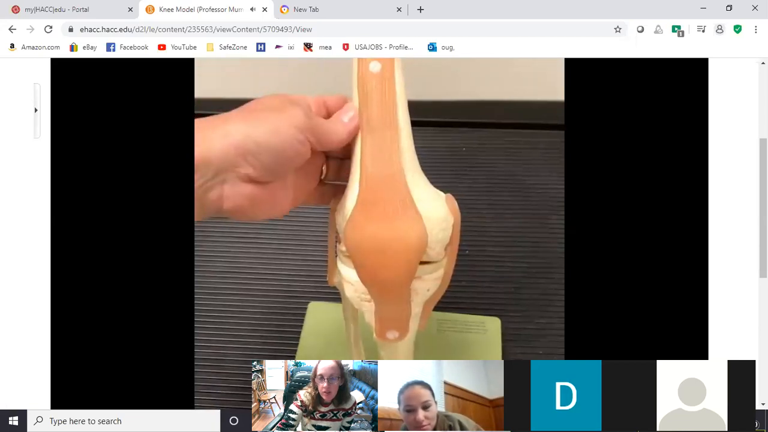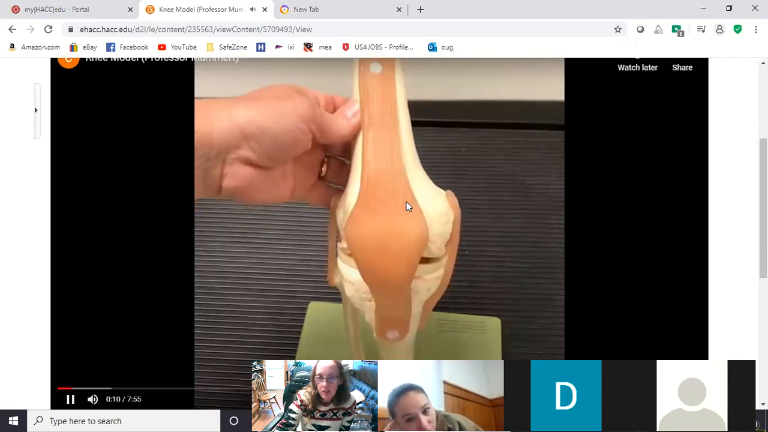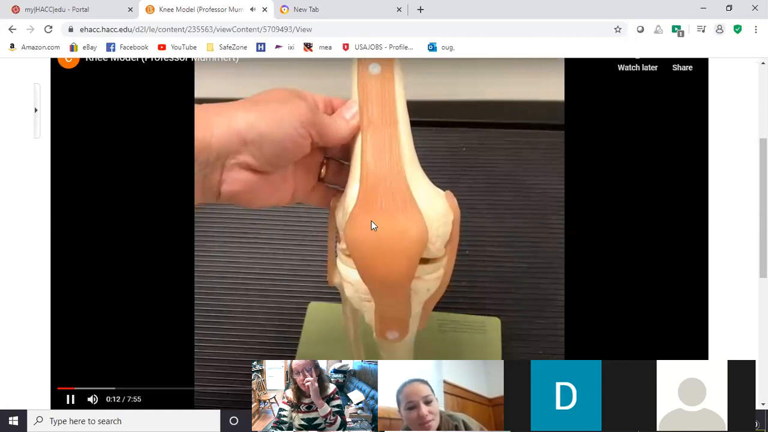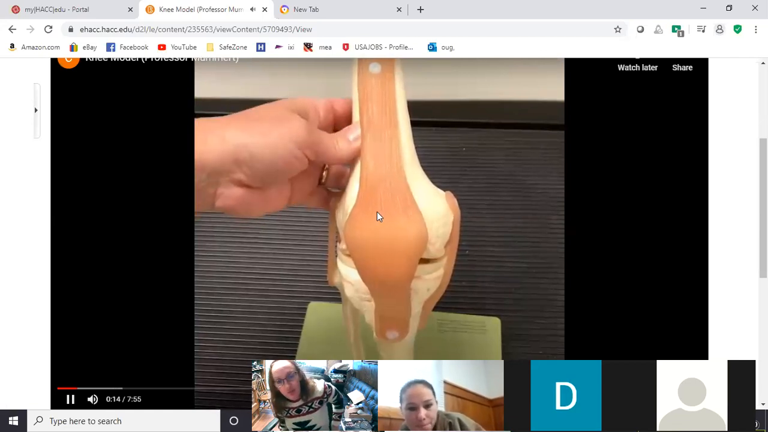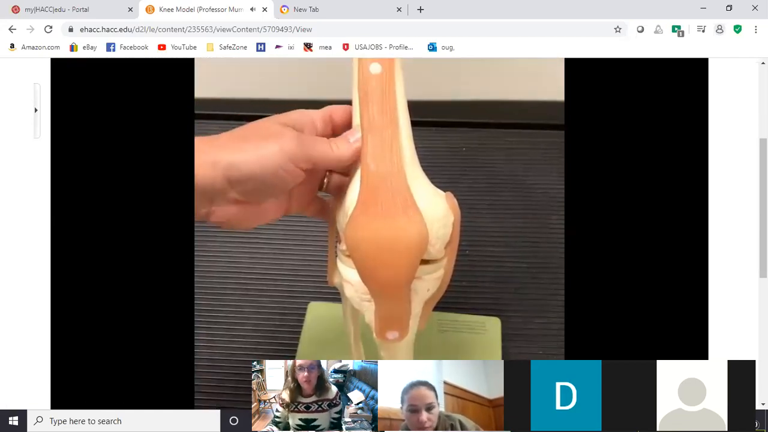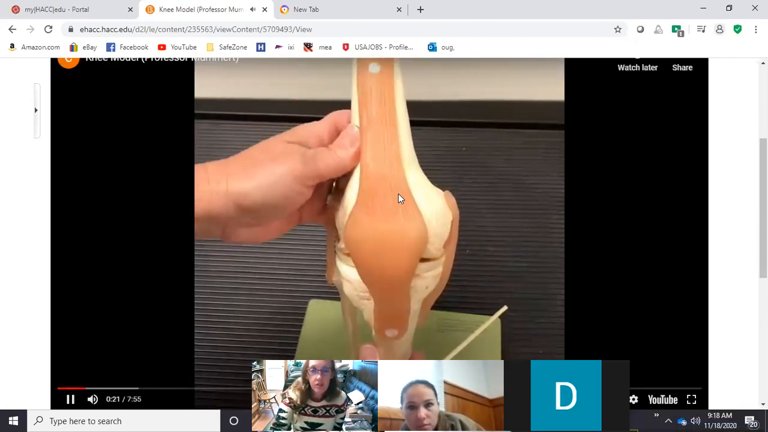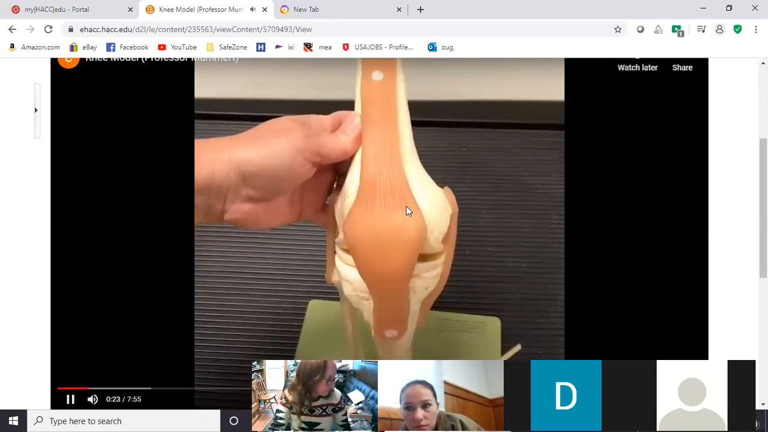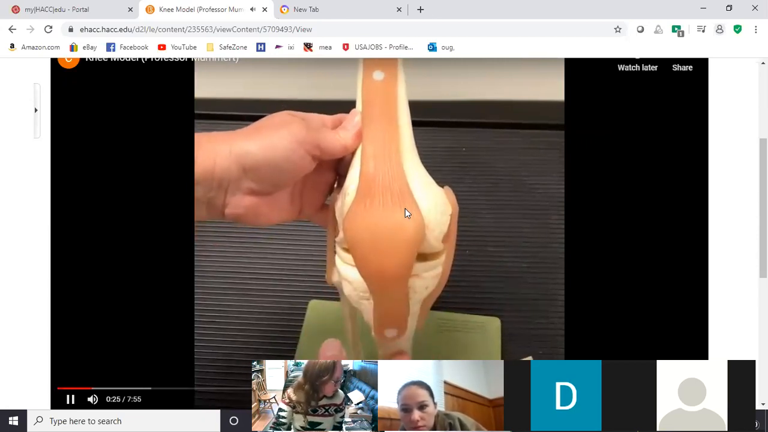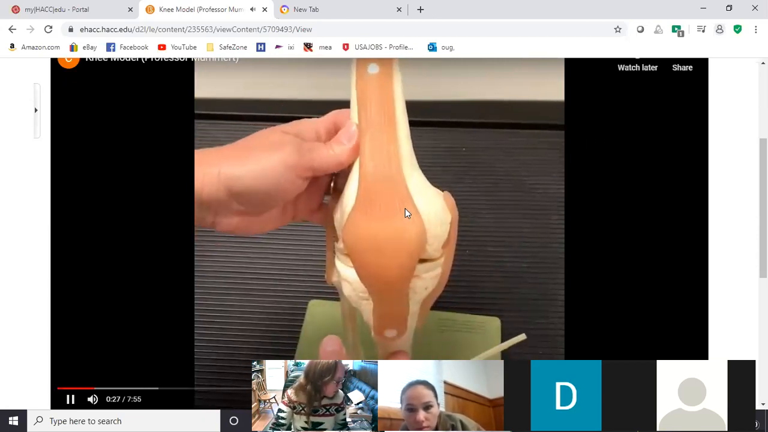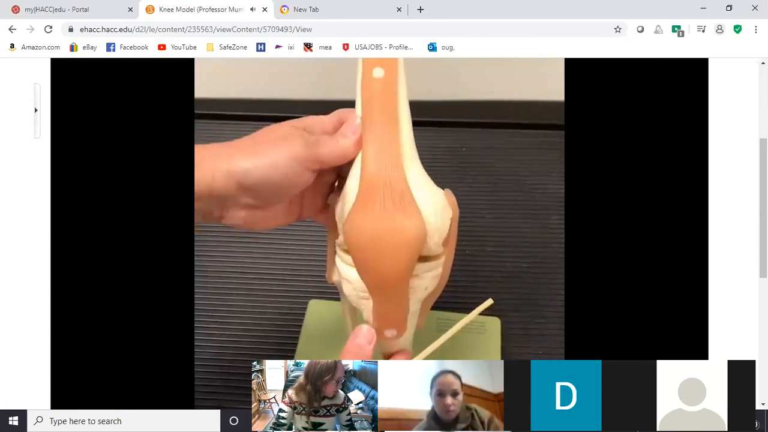This is a model of the knee joint. It is classified structurally as a synovial articulation. This particular synovial articulation is a hinge joint, although the knee is considered a modified hinge joint, since when flexed, it can also demonstrate gliding movements and rotational movements, but mainly it is a hinge joint.